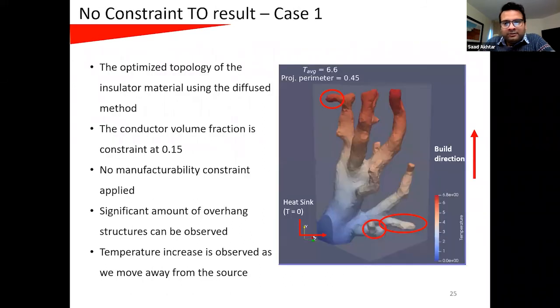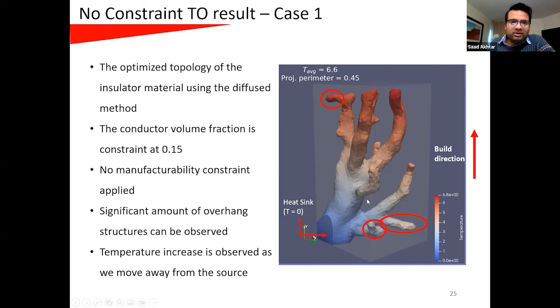also how this target OH scaling approach works. So let's talk about the base case, the no-constraint topology optimization results. This is for the first problem. As you can see, the heat sink is on the bottom left of this problem. And you can see the features in red. These are the features that your additive manufacturing approach won't be able to manufacture. These are the overhanging regions. Conductor volume here is 0.15. And you can see the temperature results are very intuitive. Near the heat sink you have lower values of temperature, and the temperature increases as you move away from the sink.